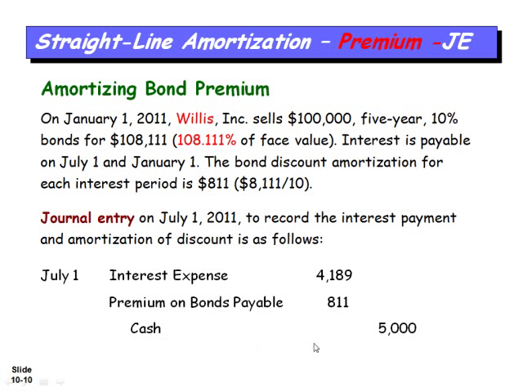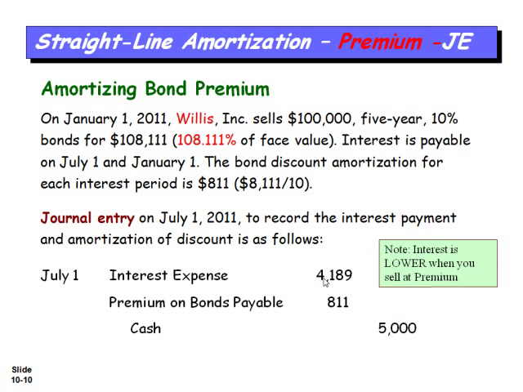If you look across your schedule for each of the interest payments at face value, discount, and premium, the thing that does not change is cash is always paid at face value, $5,000. Premium, remember, was a credit balance when we issued the bond, so as we write it off, we debit it. And this has the effect of making the interest expense smaller. So, bond interest is lower when you sell at premium.